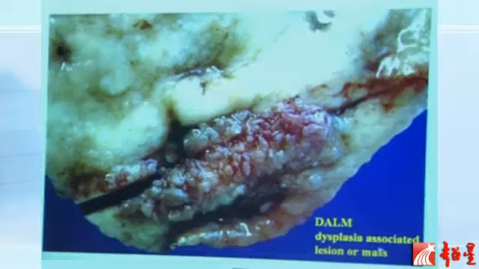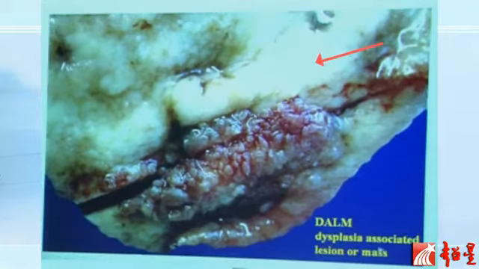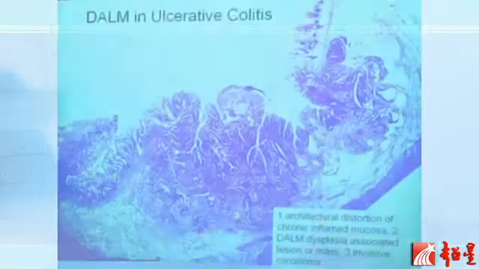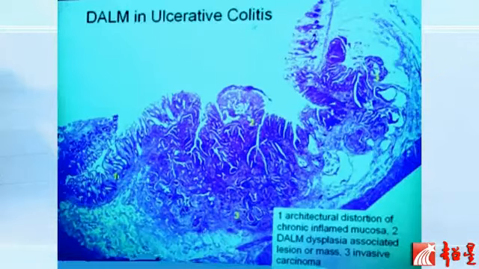So here, this picture shows us the dysplasia-associated lesion or mass. We say ulcerative colitis is associated with carcinoma. And first, dysplasia will occur. Here, on the surface of the mucosa, we can see this area. And on the microscope, we can see in ulcerative colitis, this dysplasia.